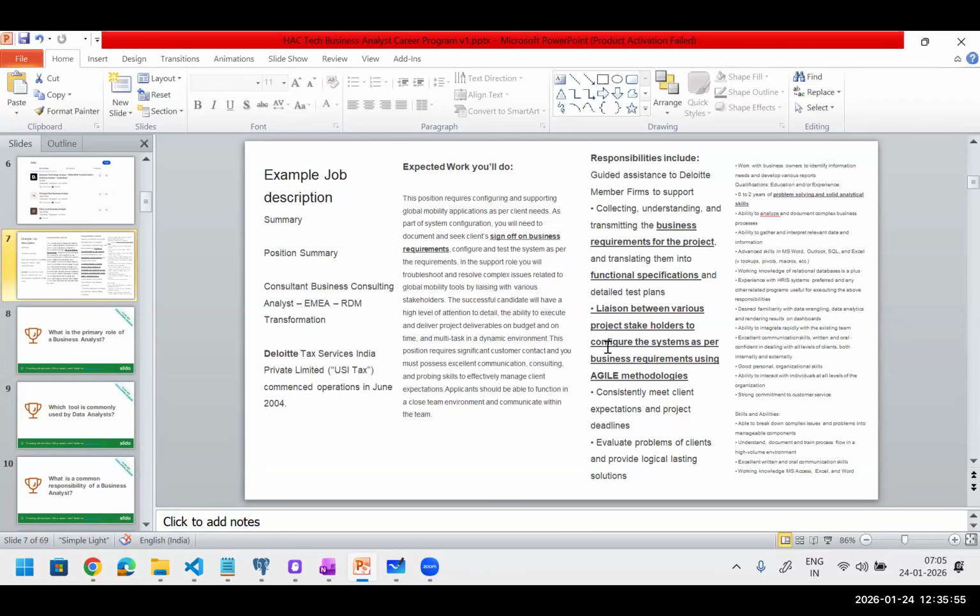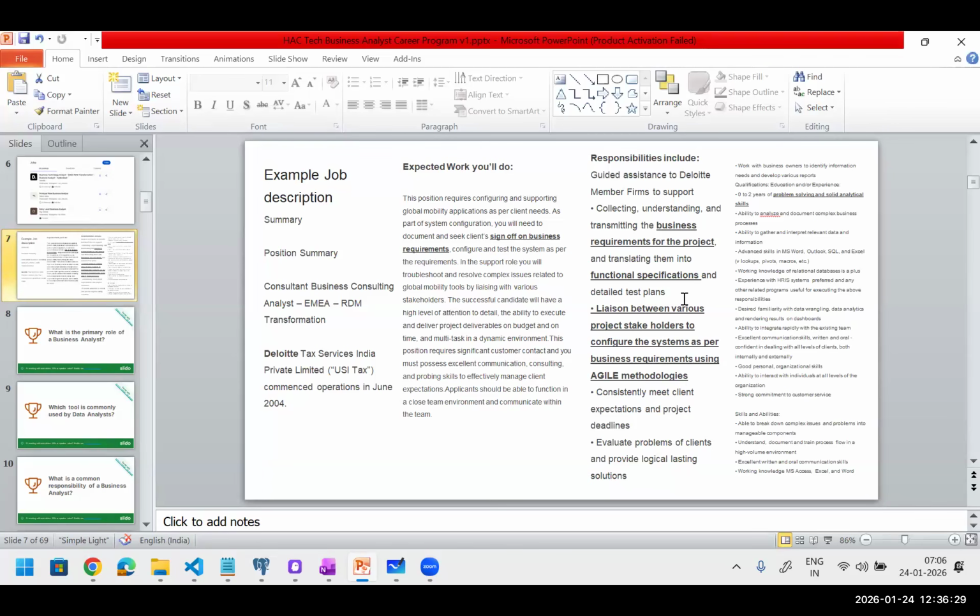This is a liaison between various stakeholders. Who is a stakeholder? The people who are interested, concerned, or impacted by the situation, we call them stakeholders. Configure systems as per business requirements using Agile. That's what I was talking about. Today almost 90 or 100% of companies follow the Agile way of doing projects. What is Agile versus waterfall? We can talk in more detail later. This is to consistently meet client expectations, and so on.